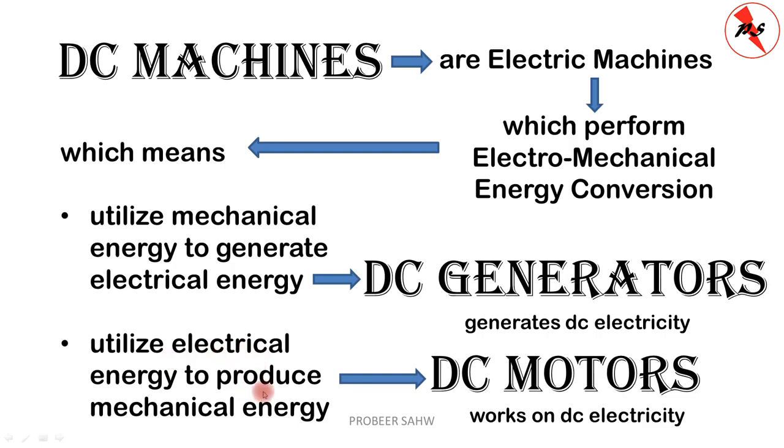So there are two types of DC machines, DC generators and DC motors. A DC generator takes mechanical energy as input and produces electrical energy. So DC generators generate DC electricity, and DC motors take electrical energy as input and produce mechanical energy as output. So DC motors are the ones that work on DC electricity.